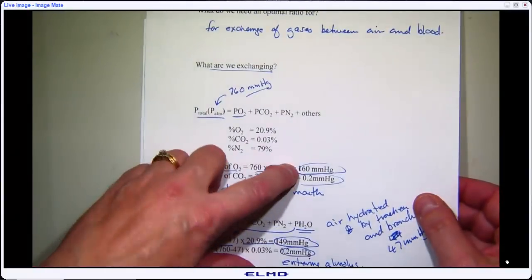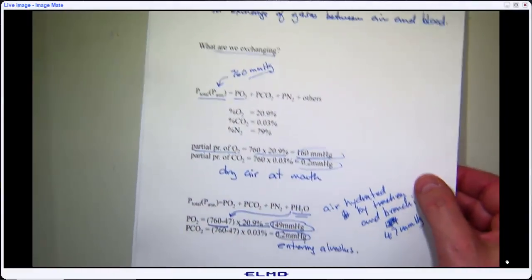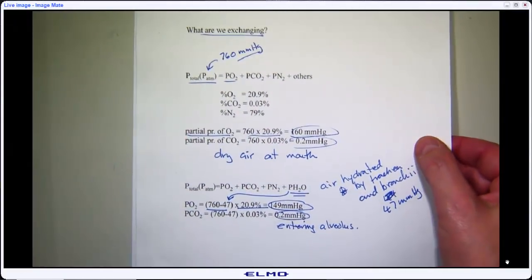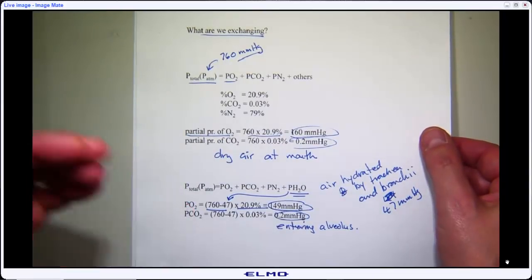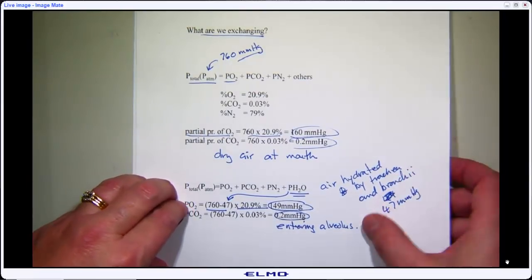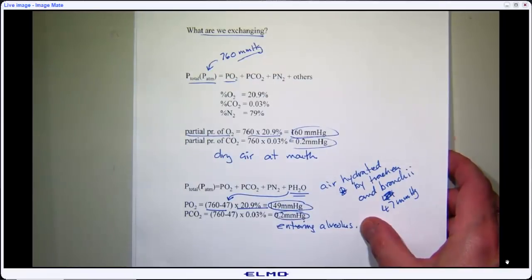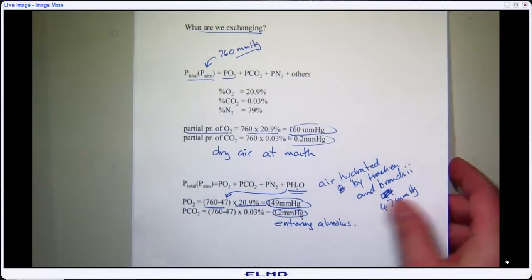All right, so let's think about then. At the mouth we're bringing in 160 millimeters of mercury oxygen and 0 millimeters of mercury CO2, and then we adjust that because we hydrated the air. So entering the alveolus, 150 millimeters of mercury PO2, 0 millimeters of mercury CO2.